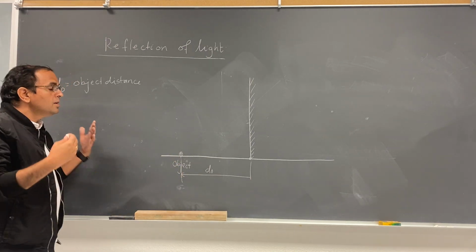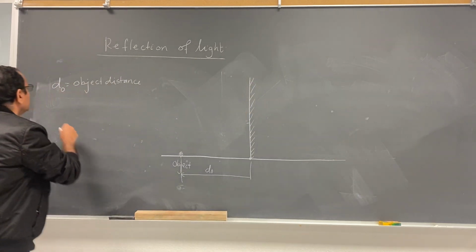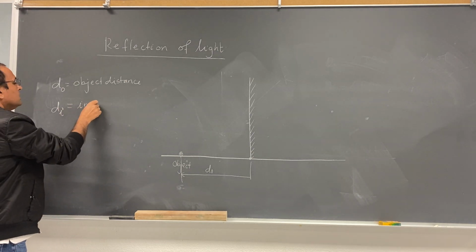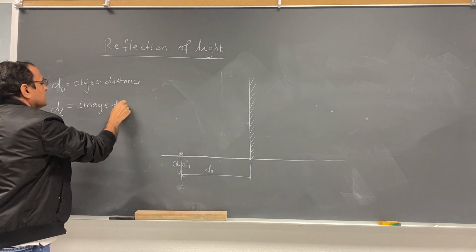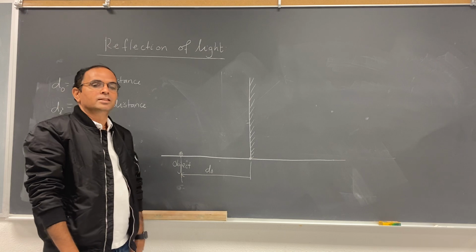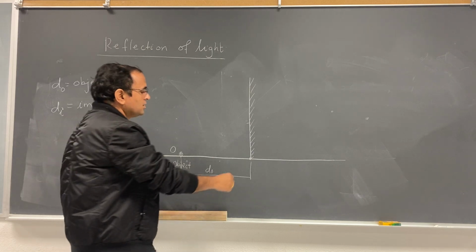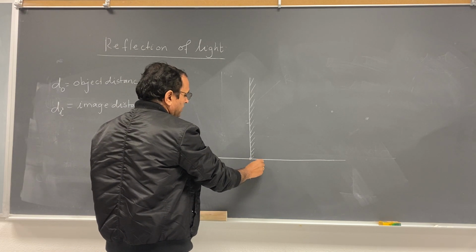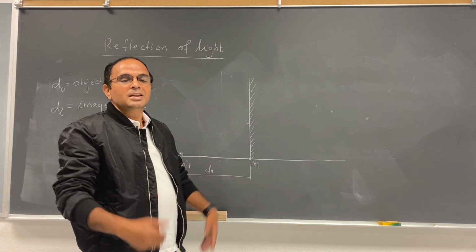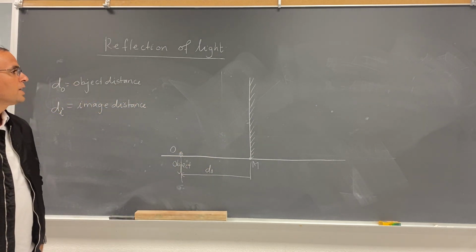And if you have the image somewhere, the image distance is d sub I. But the question here is, I have an object at this point. You can consider it point O. This is a mirror, let's call it mirror M, uppercase M. So O is the object, M is the mirror. Where is the image? Can you draw the ray diagram?